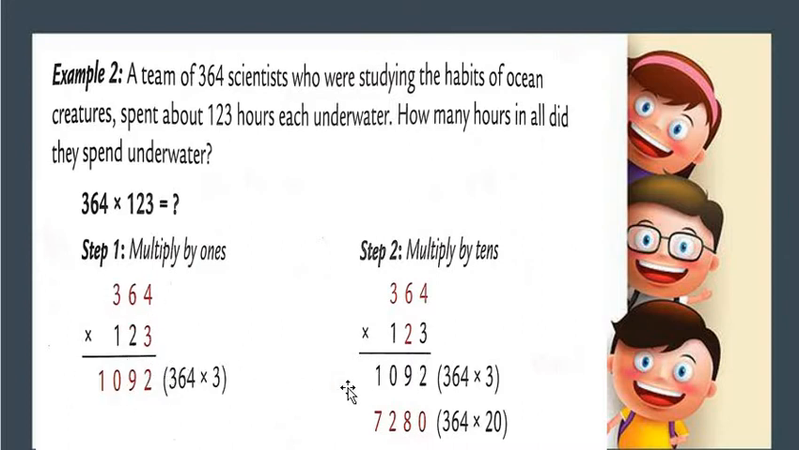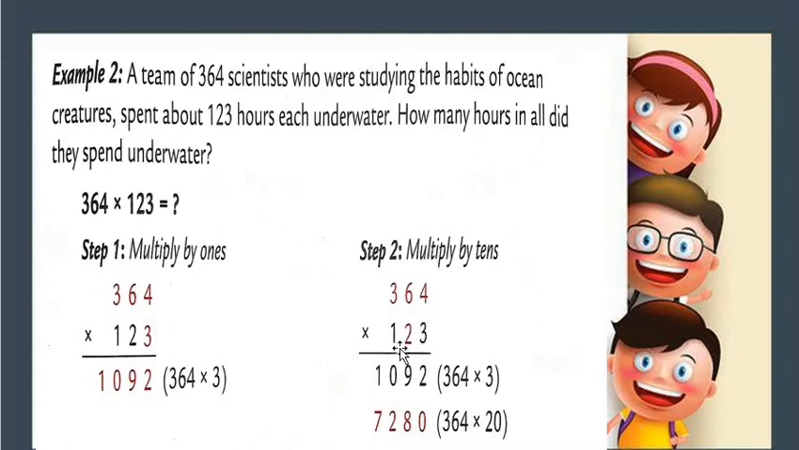Multiplication, okay, understood? So now we do 364 multiplied by 20. We do 1 by 1. So this 0 of 20 we put here. Got my point, all students? Then we multiply 364 by this 2, with the 0 of 20 put here.